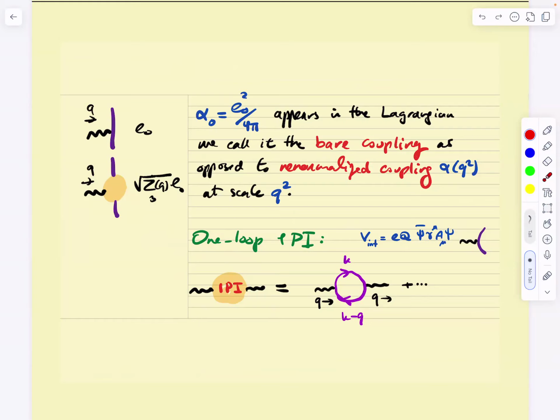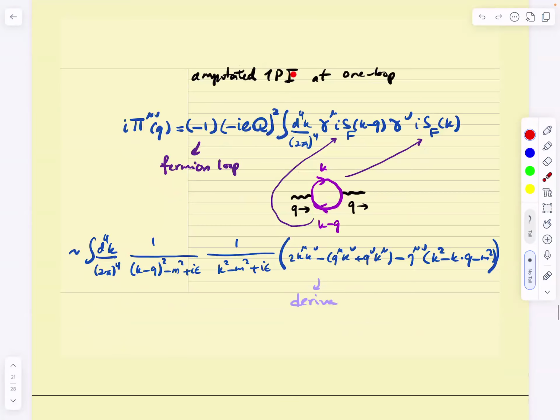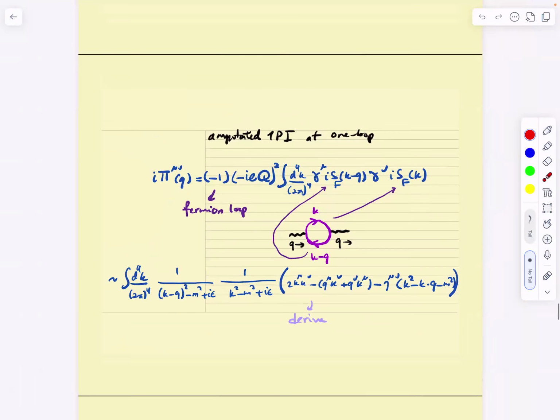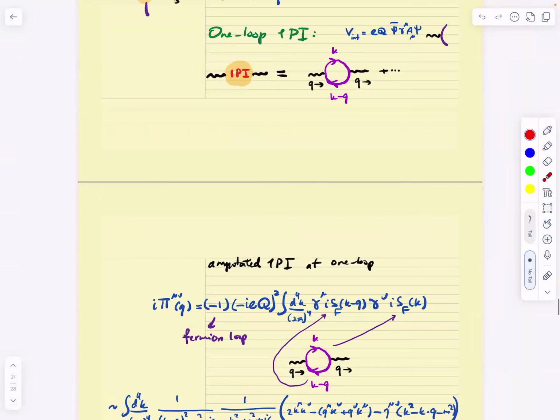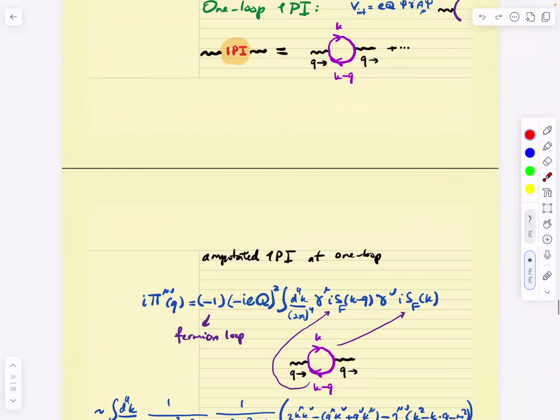Good. And you wouldn't be surprised that it involves a similar integral to the photon we just did and a similar dim reg idea. That's what I'm going to walk you through. So at one loop, this is the diagram that contributes. The amputated 1PI diagram at one loop is the following: -1.